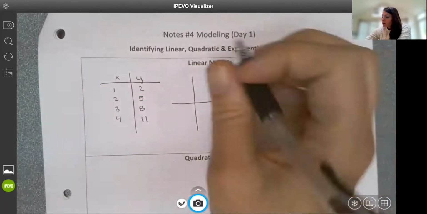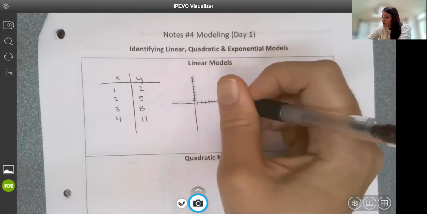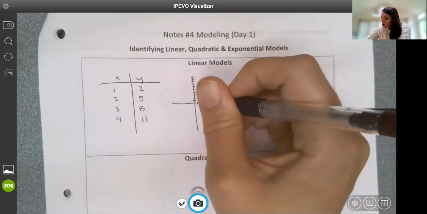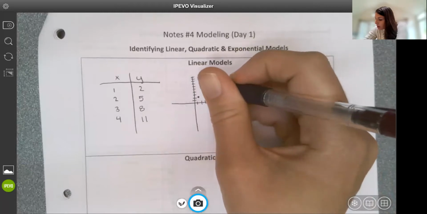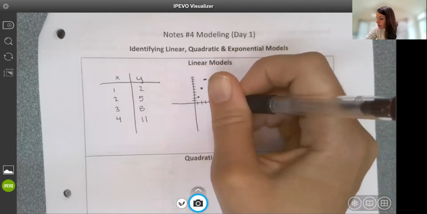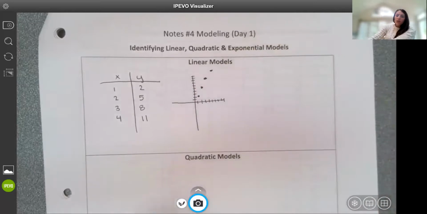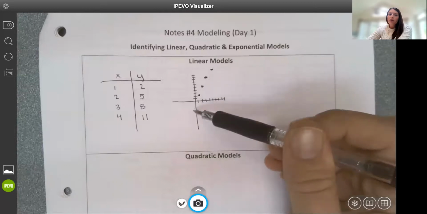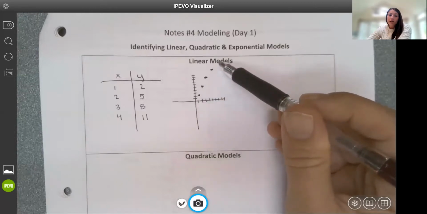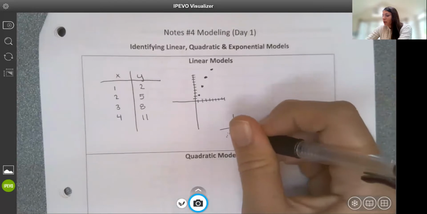Okay, so 1, 2, just as best you can, 2, 5, maybe there, 3, 8, 4, I think I'm up here somewhere. I can't really tell where my lines are, but there's a linear model, okay? And we've looked at scatter plots and data before, and this kind of has a linear trend, right? If I were to connect the points, it would create a line.